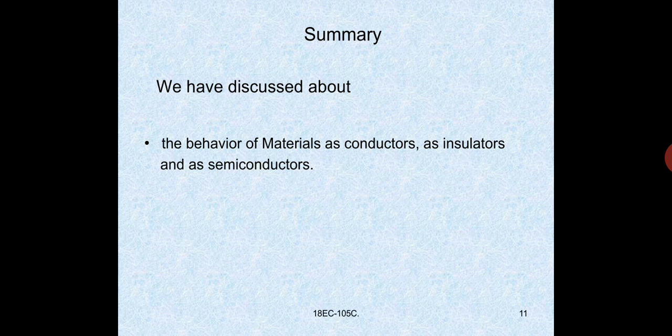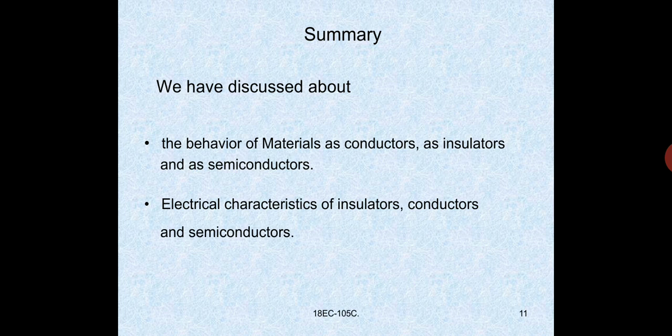Now let us see the summary of this. We have discussed the behavior of the materials as conductors, as insulators, and as semiconductors. We also discussed the electrical characteristics of the insulators, the conductors, and the semiconductors. Do we have any doubts? Let us check ourselves.